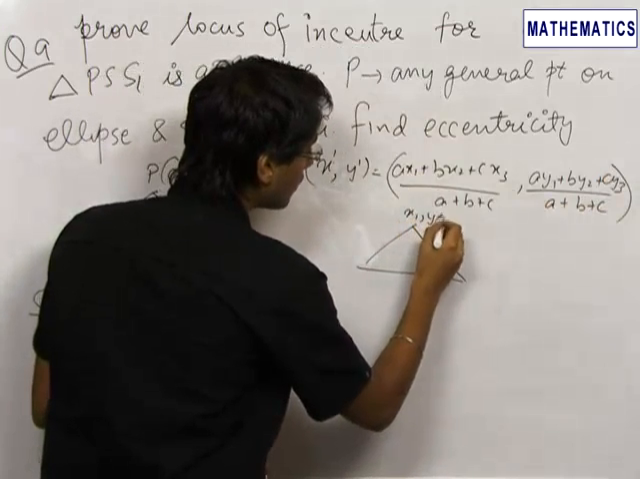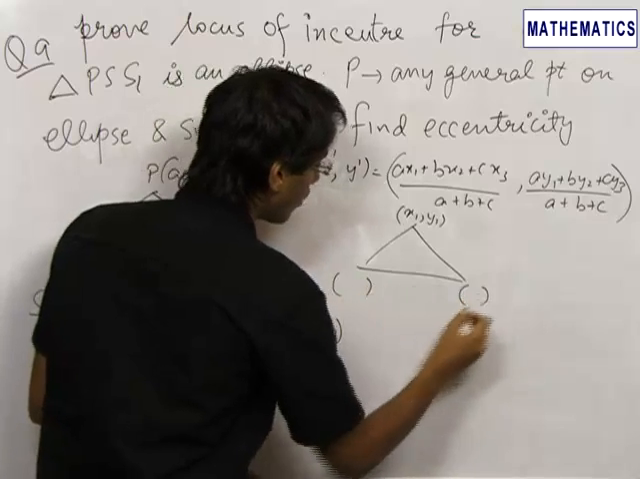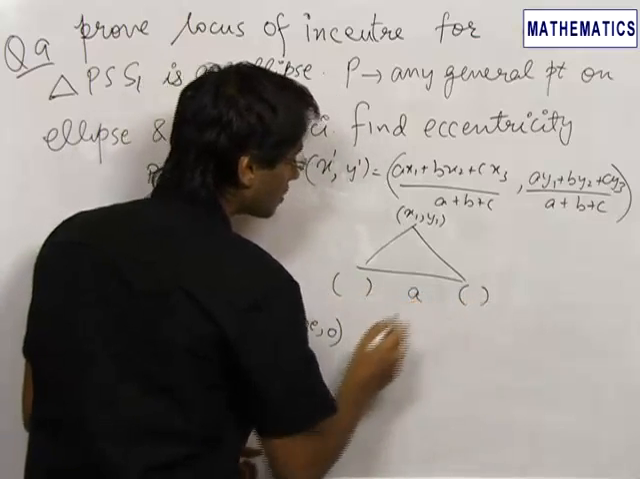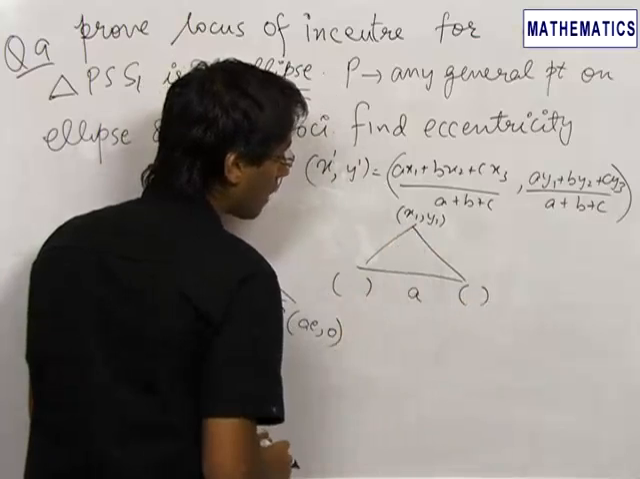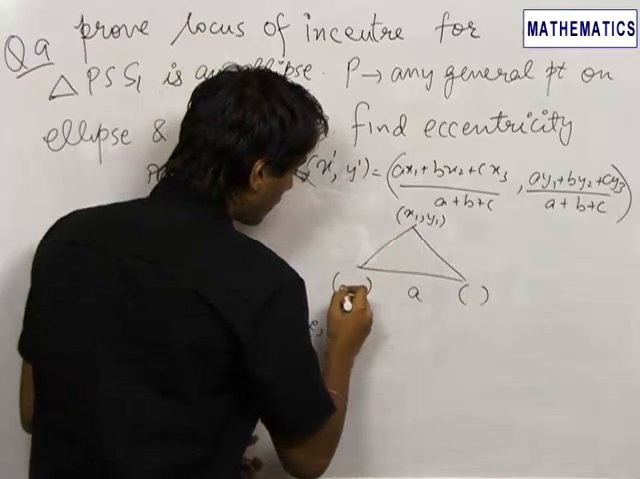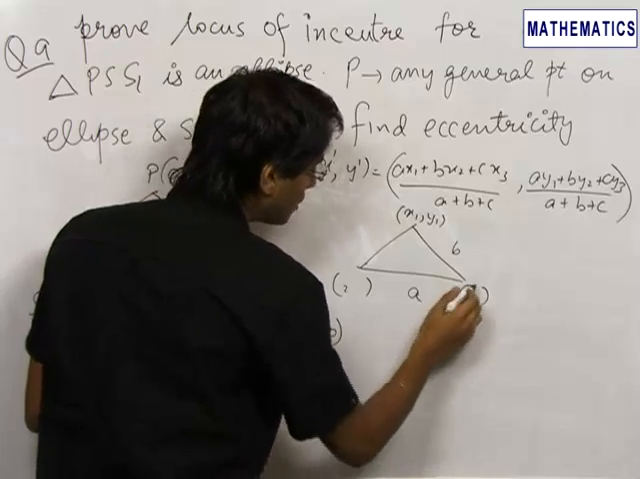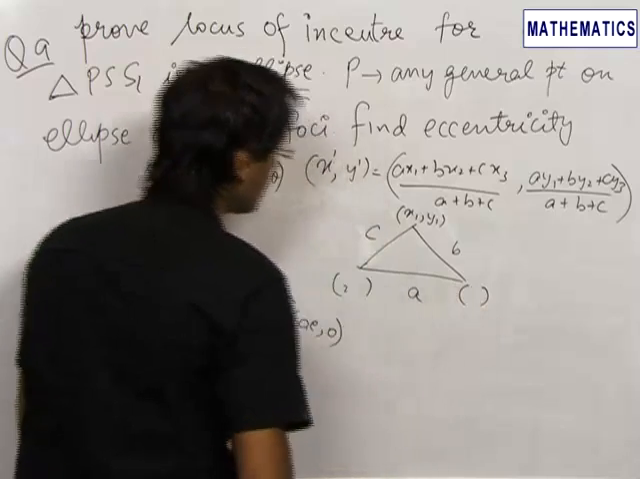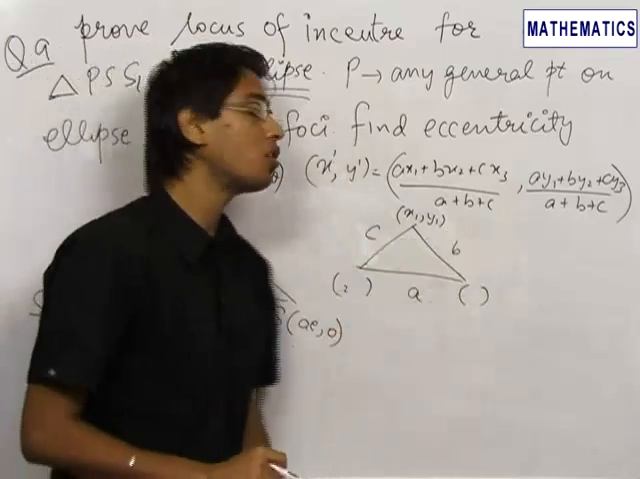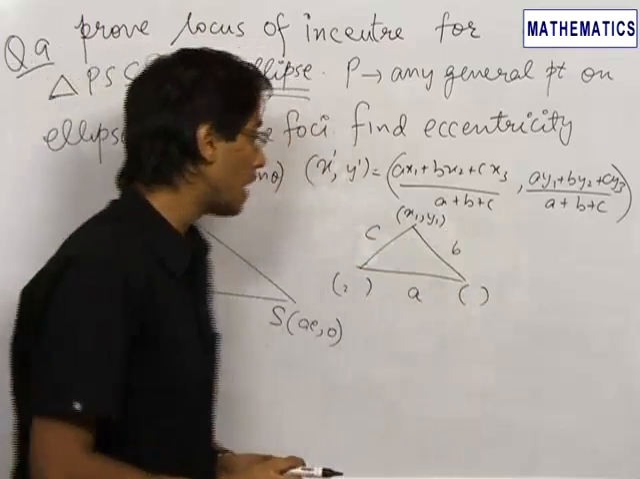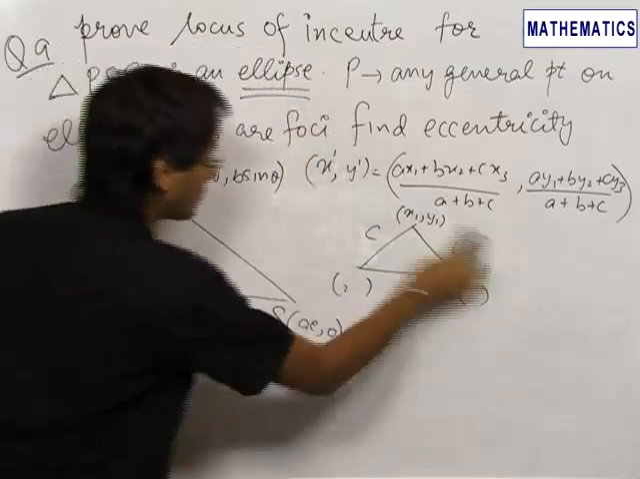x1, y1, x2, y2 and x3, y3 are the three coordinates of the triangle. A is the length of the side opposite to the vertex x1, y1. Opposite to the vertex x2, y2 we have b, and opposite to x3, y3 we have c. This is an important formula for the coordinates of the incenter of a triangle, and you should remember this formula.